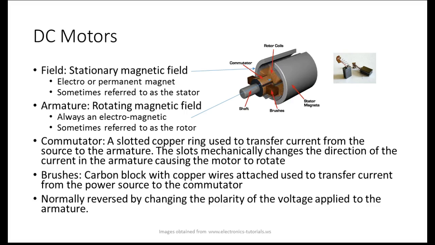Brushes, these are carbon blocks with copper wires attached used to transfer current from the power source to the commutator. Normally reversed by what? Changing the voltage on the armature. Y'all understand that? Huh?